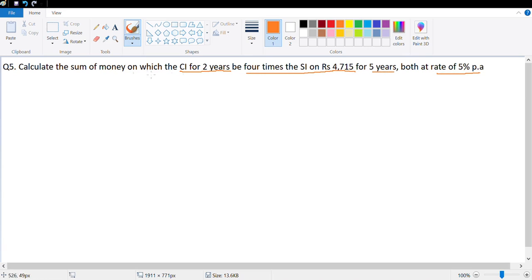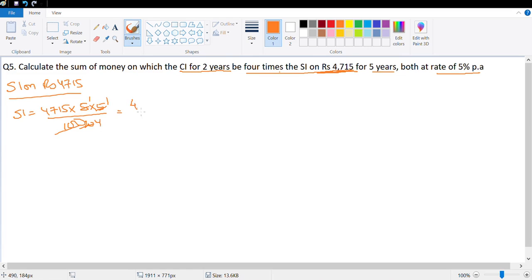We don't know the sum of money, but we can calculate the simple interest first, and we will figure out what the compound interest is, and then we'll figure out what the principal is. So simple interest on rupees 4715 will be SI is equal to 4715 into rate, that's 5, and time also 5, upon 100. That's 5, 1, 5, 20, 5, 1, 5, 4.